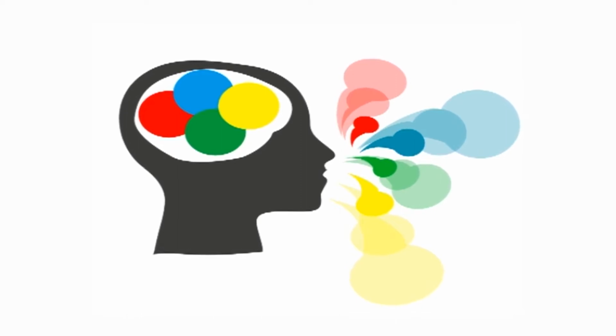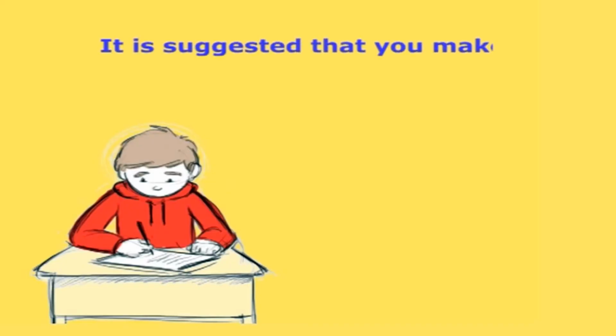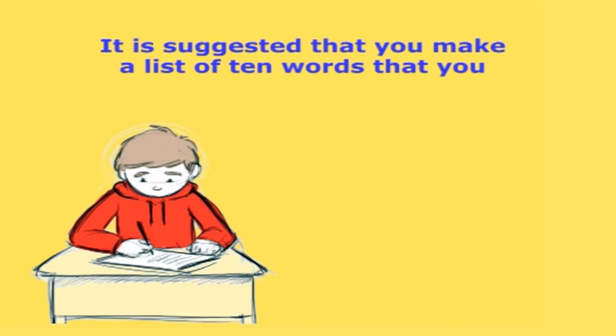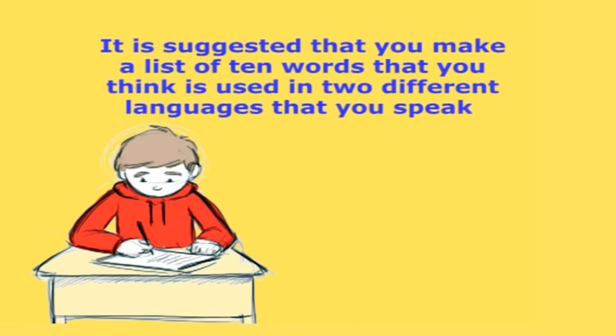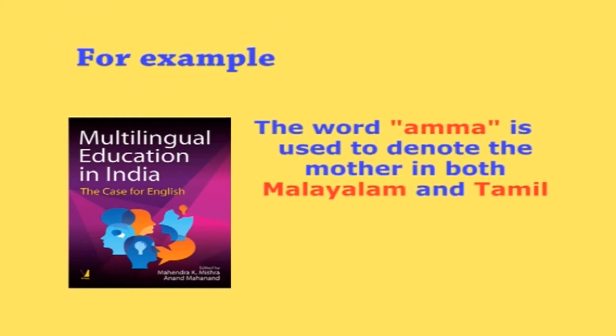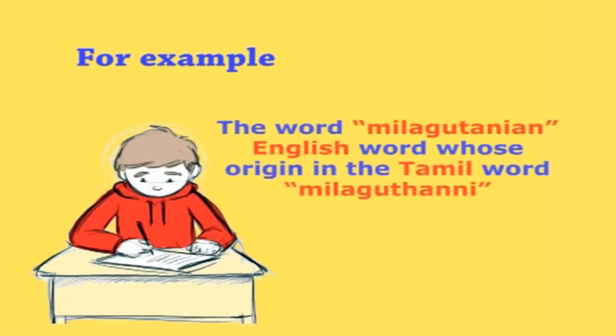To understand how bilingualism is common and complementary in India, the following practical work can be done. It is suggested that you make a list of 10 words that you think are used in 2 different languages that you speak. For example, the word amma is used to denote the mother in both Malayalam and Tamil. The word mulligatawny is an English word, whose origin is the Tamil word milagutanni.